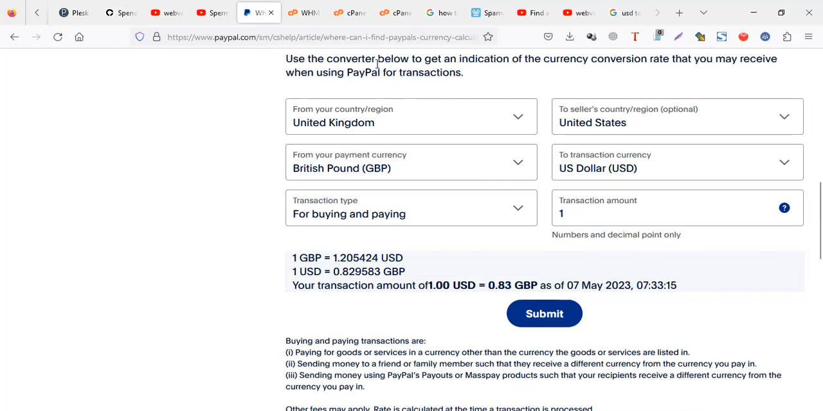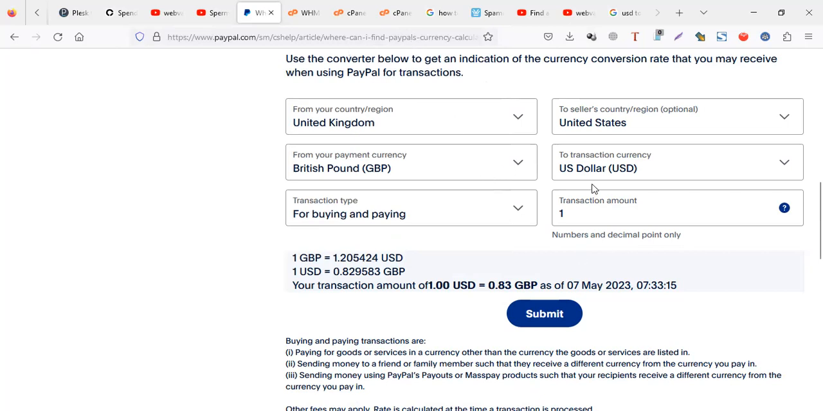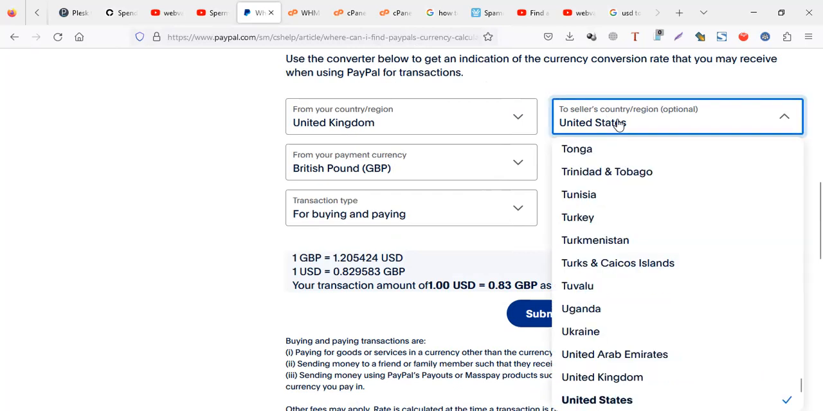So you have to know how much PayPal is buying your currency for. You can use this link. You go to paypal.com, something like that. You can find this link just below in the description of this video, and you can go to it and check it out. You realize also that the country you're coming from doesn't really matter.